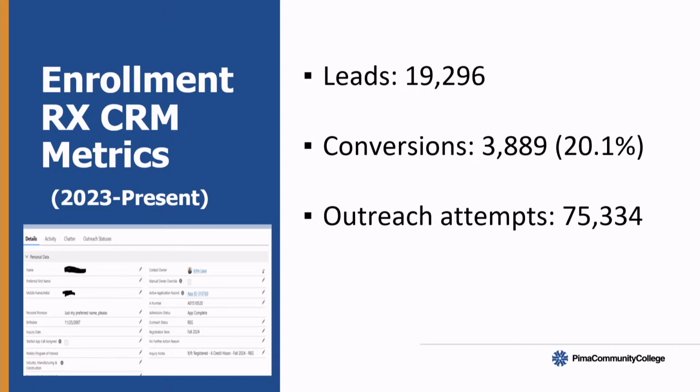So here's just some numbers since we implemented a customer relationship management system 2 years ago. It's generated about 19,000 leads. We've had about 4,000 conversions, and we've made 75,000 calls or emails. Now, a lot of students come to us without ever filling out an RFI form, without ever making a phone call. They simply just go to our website, hit apply now, and they're on their way.